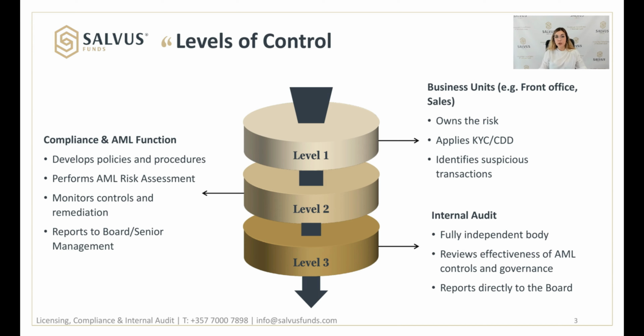In second level of control, we have the compliance and AML function. They develop policies and procedures, they perform AML risk assessments, they monitor controls and remediation, and finally they report to the board and senior management. The third level of control includes internal audit, which is a fully independent body. They review the effectiveness of AML controls and governance and report directly to the board.